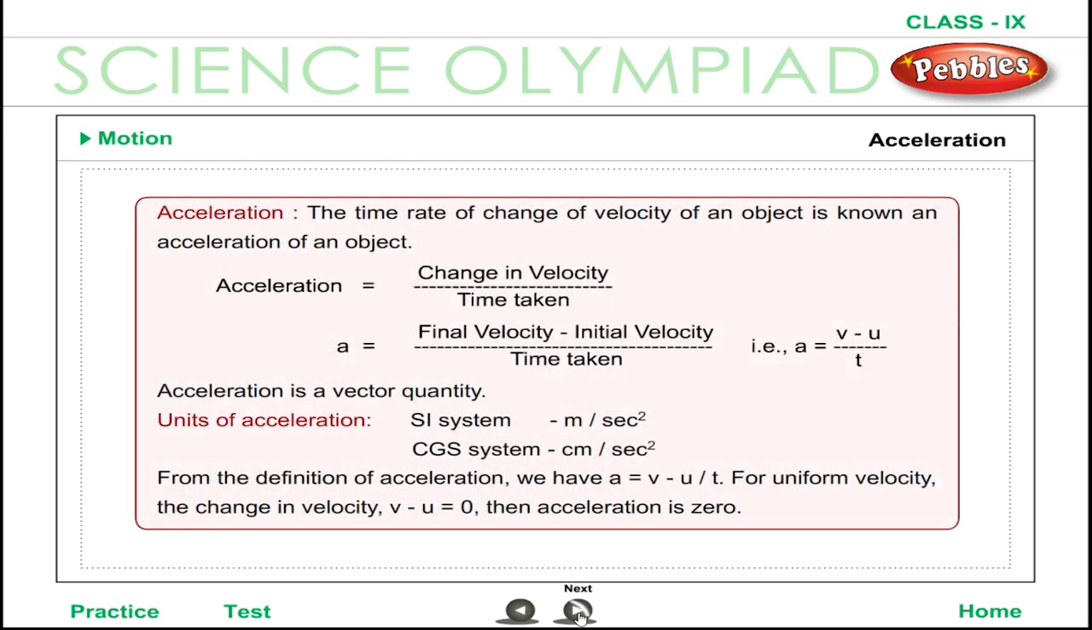Acceleration. The time rate of change of velocity of an object is known as acceleration of an object. Acceleration is equal to change in velocity by time taken. a is equal to final velocity minus initial velocity by time taken. That is, a = (v - u) / t. Acceleration is a vector quantity.